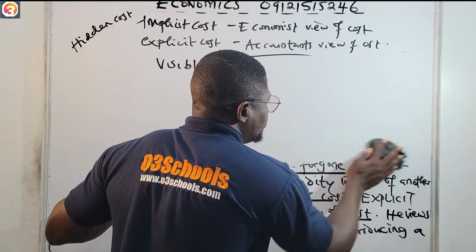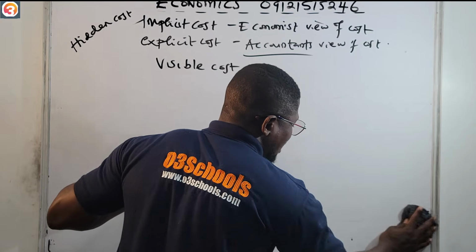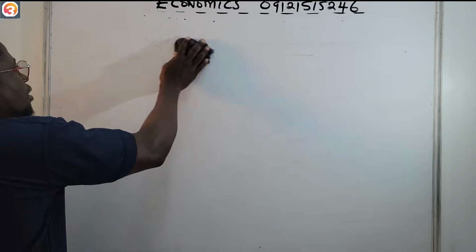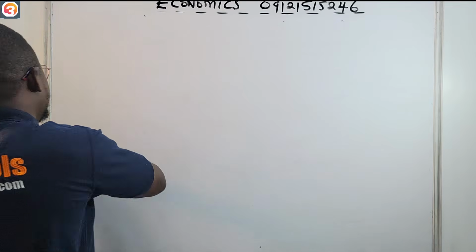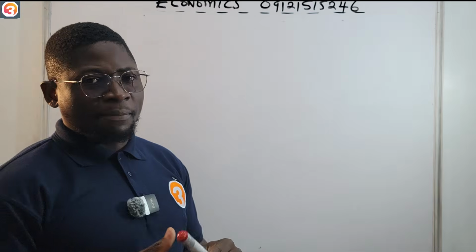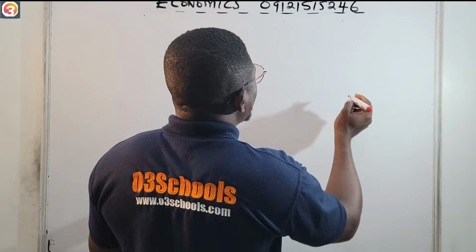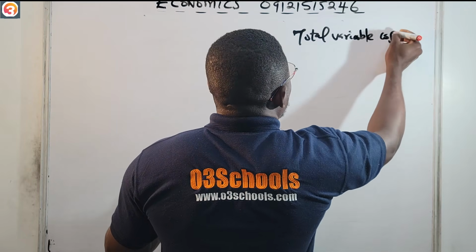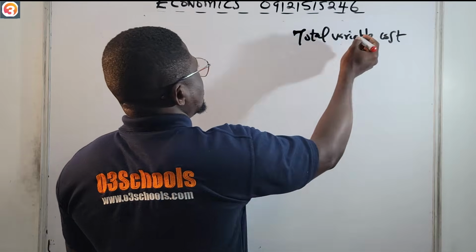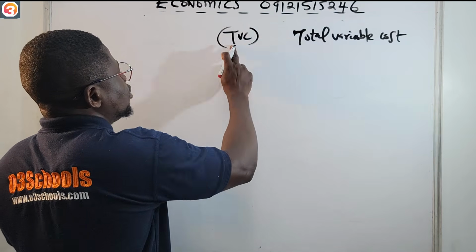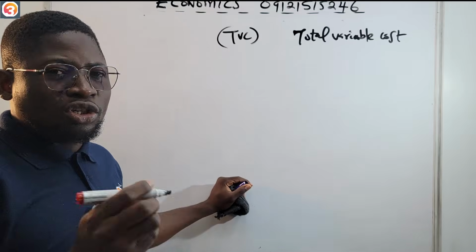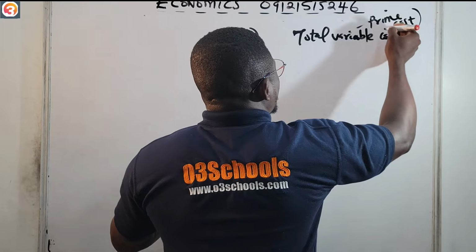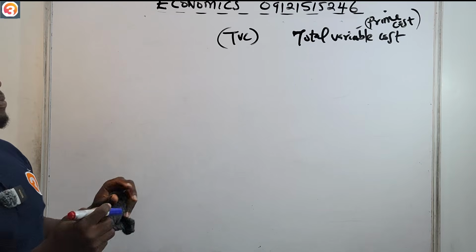In the short-run production process, or short-run cost analysis, there are 7 types of costs incurred by the producer. Number 1, we have total variable cost, which we call TVC. Total variable cost is also called prime cost. Please take note of that.